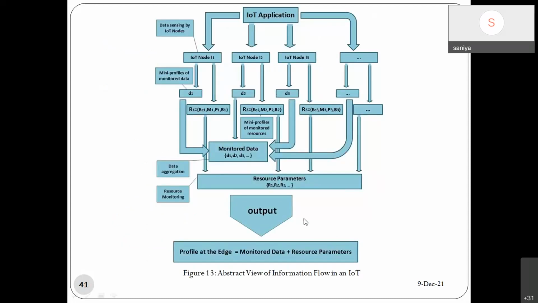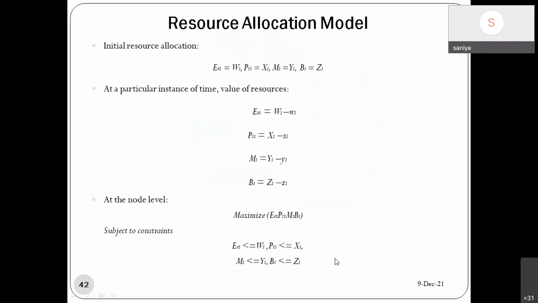So if you talk about the abstract view of the information flow in an IoT device, n number of devices are deployed. These are IoT devices, and they can generate data. This is the mini profile of monitored data, and at the same time, we need to keep track of the resources of each IoT device. So at the end, we will have monitor data. Monitor data will be the data of these end devices, which we have clubbed together. Then resource parameters, these are the combinations of these. We aggregate this data, the monitored resources of each device. And at the output, we have a profile at the edge, which is the monitored data and resource parameters.